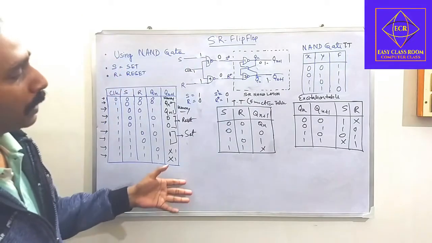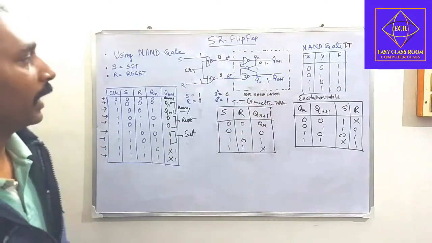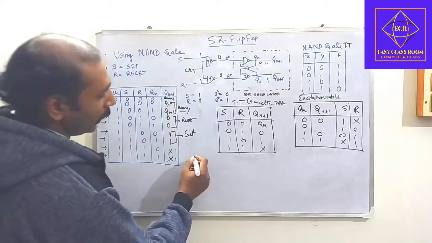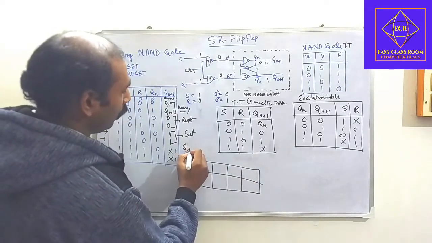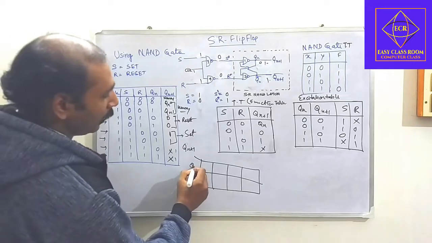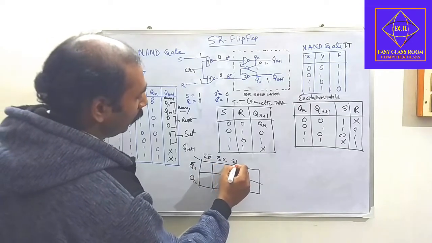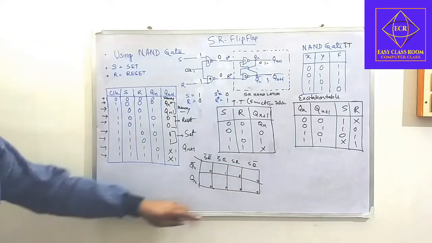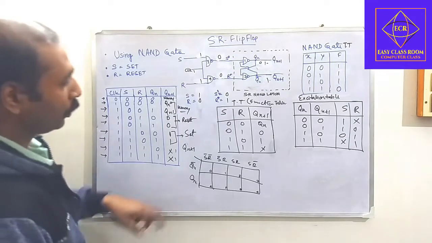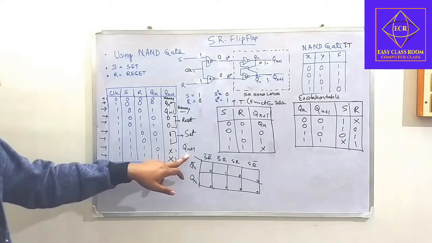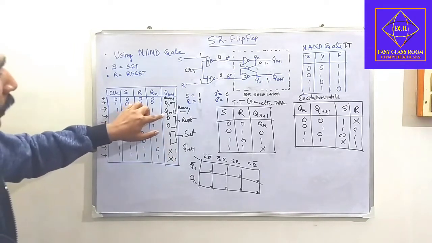Okay, so if we go for the Karnaugh map of all this to get the minimal or direct circuit diagram, what we will get for Qn plus 1: this is Qn bar, this is Qn, and this is S R, S bar R, S R and S R bar. So here how will we plot this entire thing? Wherever there are ones, we will continue that. So this is one, and this is one. These two also can be taken, but this is one, and this is one.